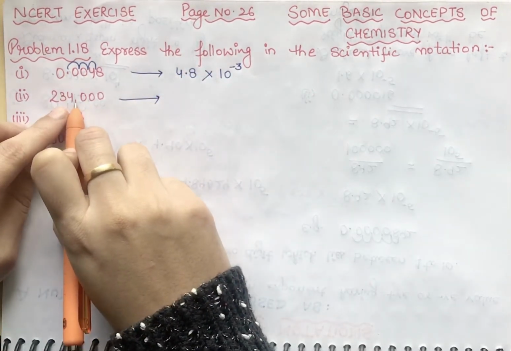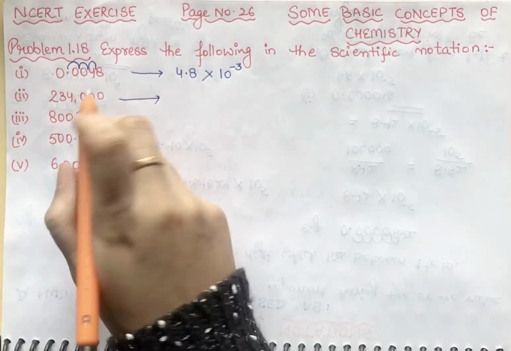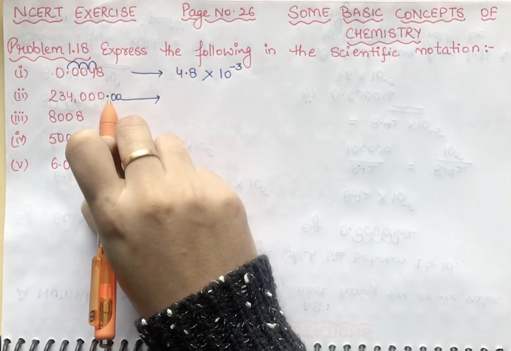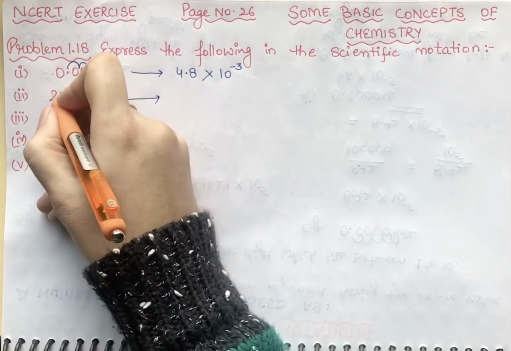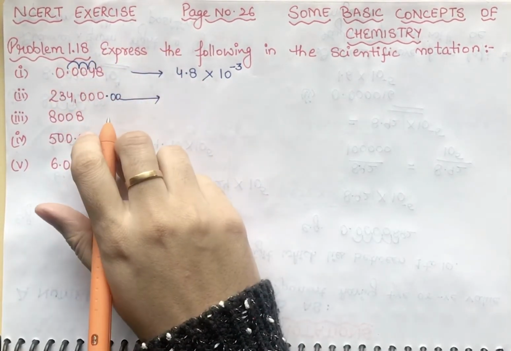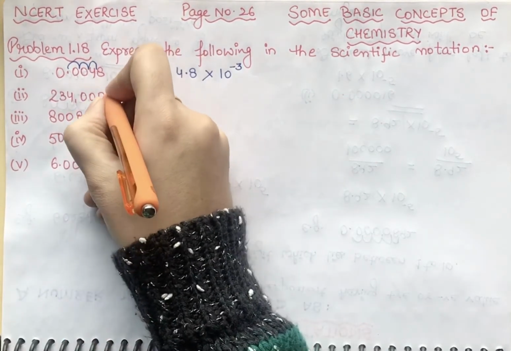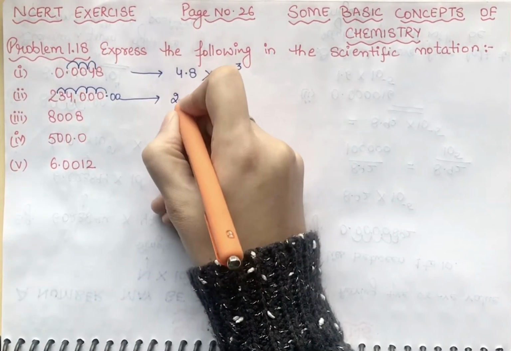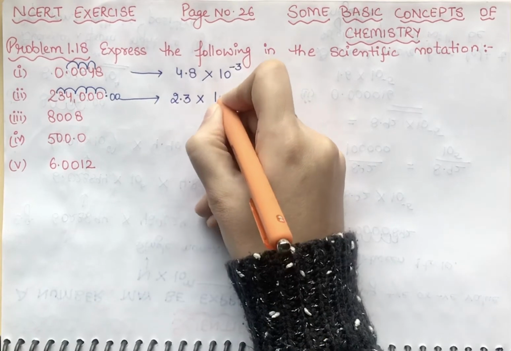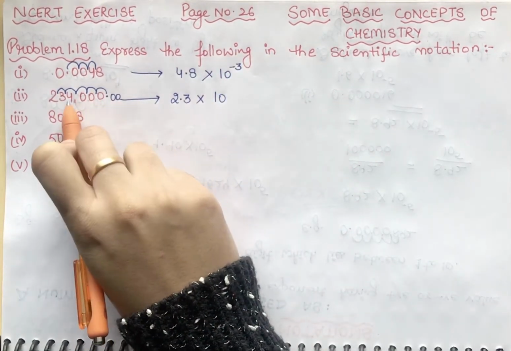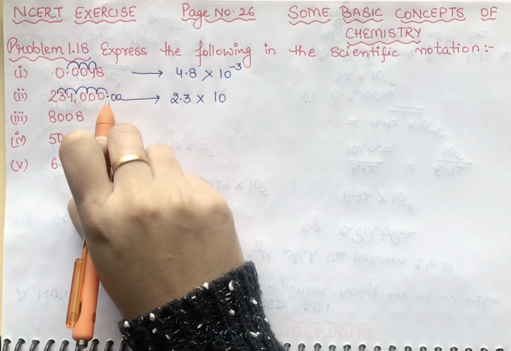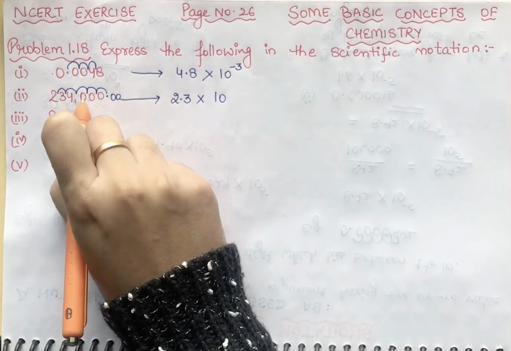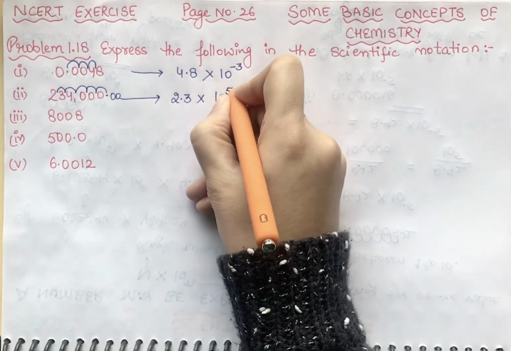Now let's see the next. Here it is a comma, it is not a decimal. So I can imagine that there is a decimal. I want to move this decimal to this place, because there should be only one non-zero digit. So let's see, 1 2 3, 4 and 5. The value should be 2.3 into 10 raised to a power. I am moving this decimal 5 positions from right to left, that means the exponent should be positive. So 1, 2, 3, 4, 5, so it will be 10 raised to power 5.